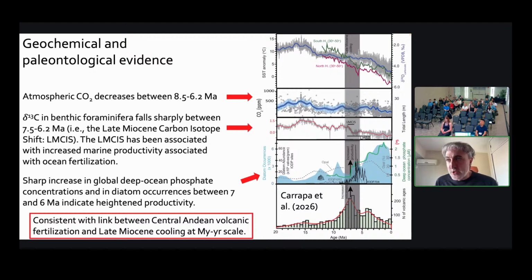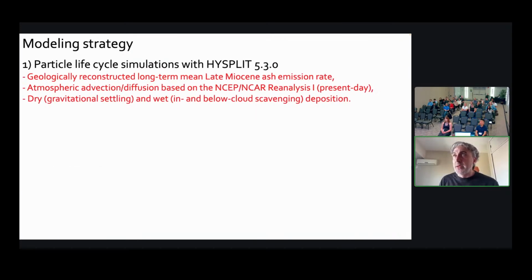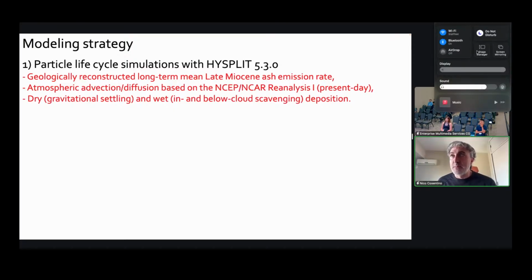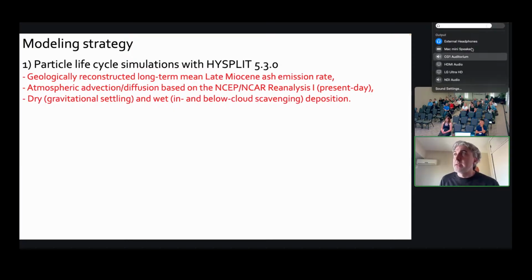So all these observations are consistent with a link between Central Andes volcanic fertilization and late Miocene cooling at million-year scale. But we would like to test this based on simulations. So we carry out a modeling strategy based on 3 steps. The first step is to simulate the particle life cycle of ash aerosols with HYSPLIT.